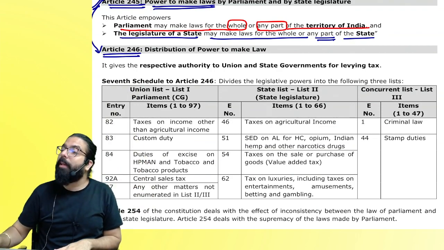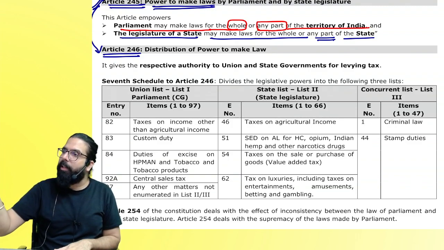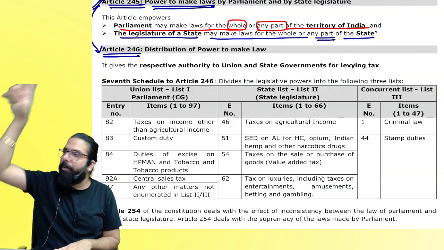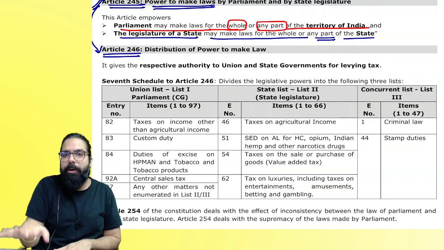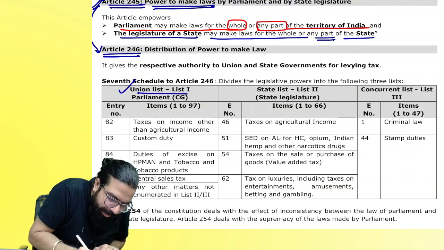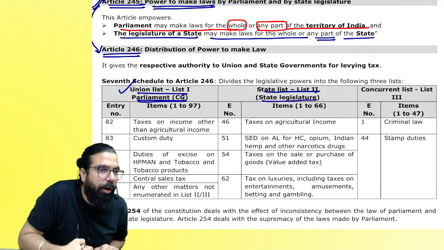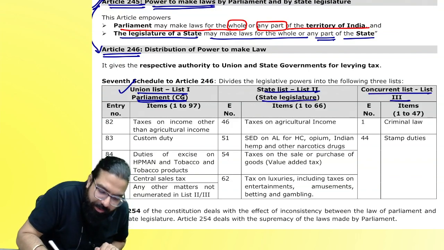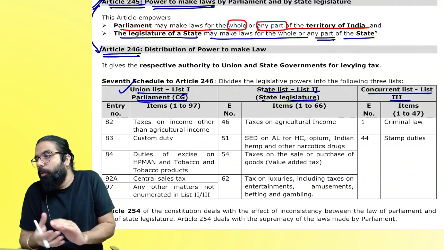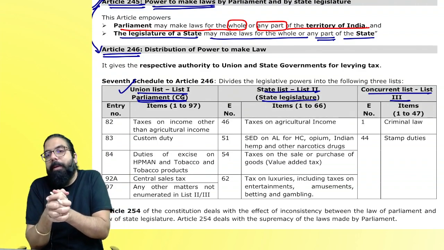Union list, who will make the law? Central government. Basically, they will pass the law through the parliament and it will be applicable to whole of India. List number 2, list number 1, who will make the law? Parliament will make the law. List number 2 ka items, who will make the law? State legislature. List number 3, they told we will become brother and sister and we'll make the law together.